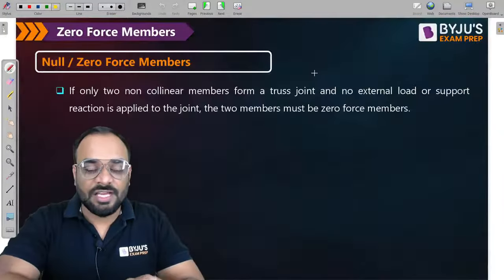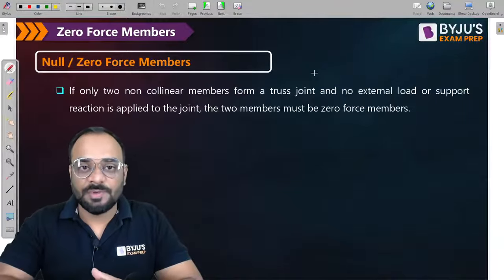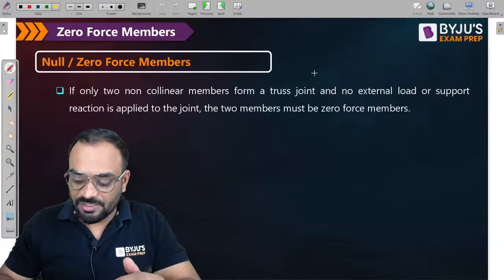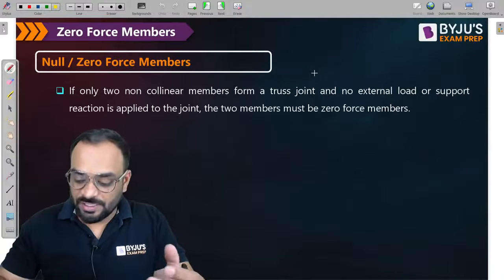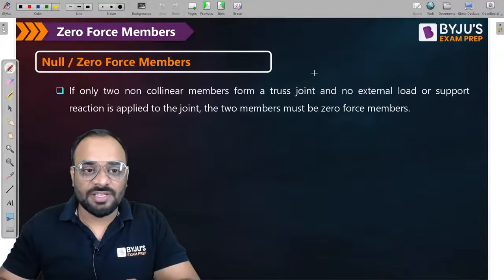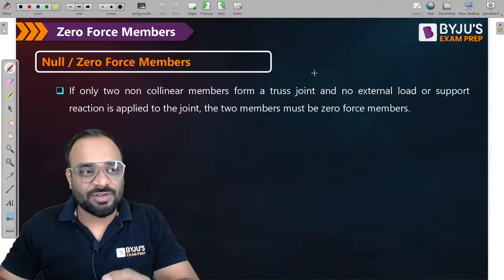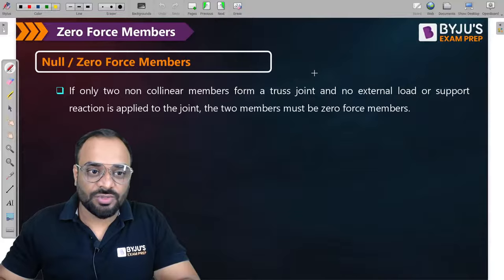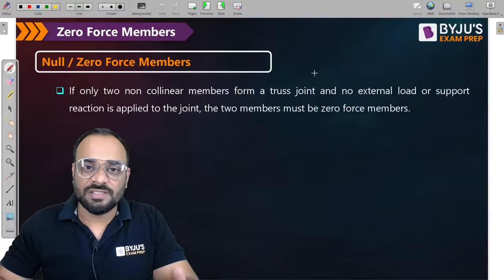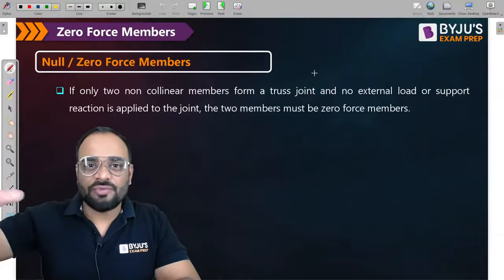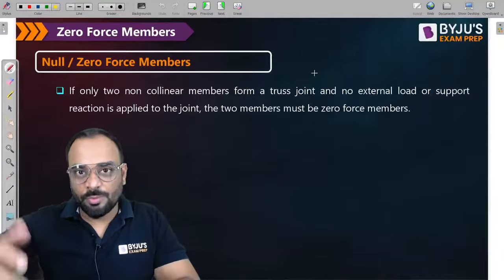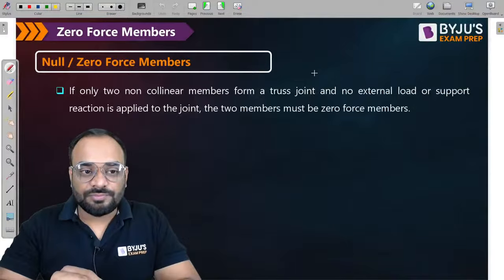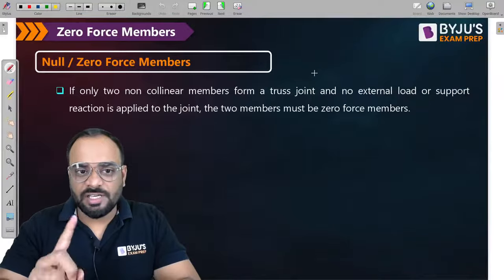Let's start the session and understand what are the various concepts by which we are able to find out the null force member or zero force member in a truss. You know that in the GATE examination and the ESE examination, this topic is very important because a lot of times you may find some question with respect to this topic, right? It means null force member or zero force member. You have to find out how many null force members or zero force members are there in the truss.